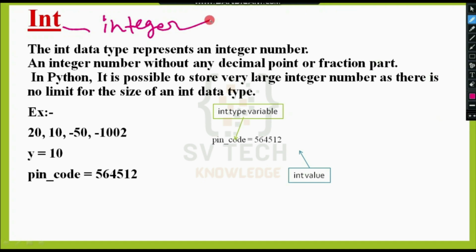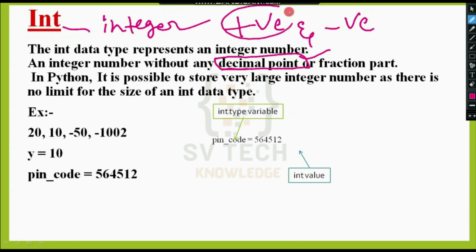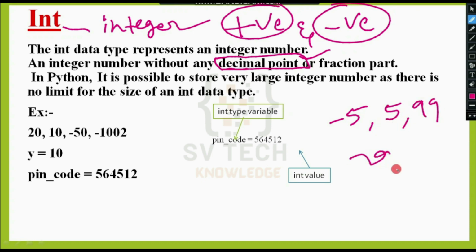So in integer we are going to take all positive numbers and negative numbers without decimal point. So in integer there should be no decimal point. All positive numbers and all negative numbers, meaning -5, 5, 99, 29, 55, any number.